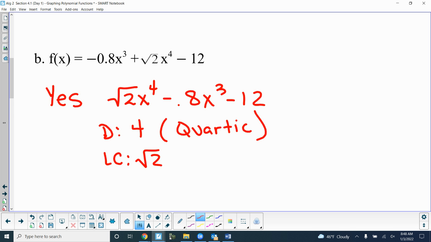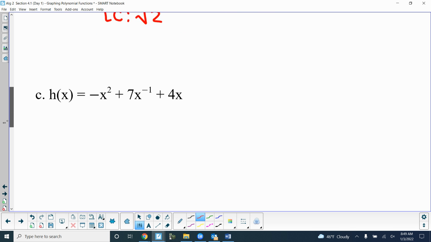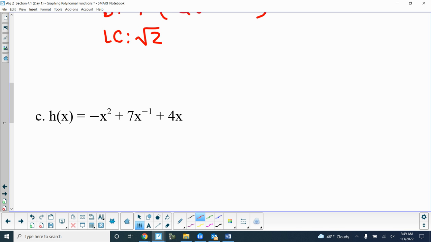Okay. How about C? Is that a polynomial? No. What says it's not? Yeah, that -1. All right? So that's not a polynomial. Those exponents have to be 0 and towards the positive direction. Okay? So, and no fractions or decimals, no variables either. All right, so that's not a polynomial.